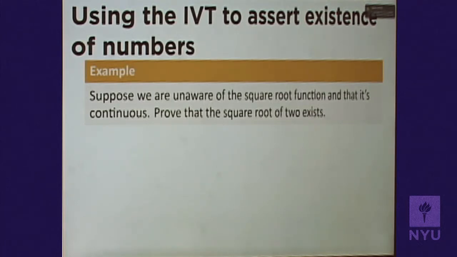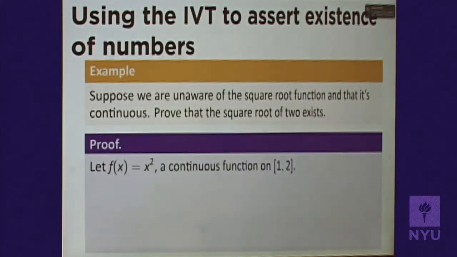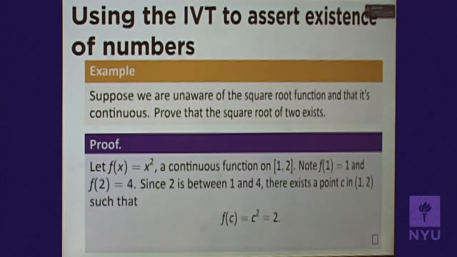Let's take a look at the function. The function that we're going to consider is the squaring function, x squared. Now, we're forgetting what we know about the square root function. We do know that x squared is a nice continuous function because it's a polynomial. So in particular, it's continuous on the interval 1 to 2. f of 1 is 1 squared, which is 1.